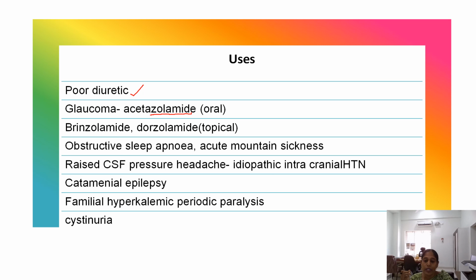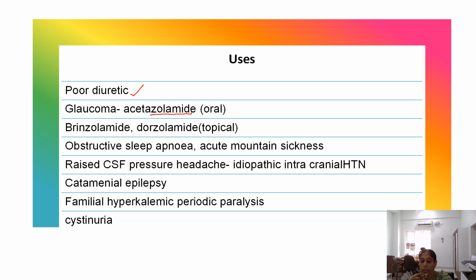And also in the treatment of catamenial epilepsy, by increasing the release of inhibitory neurotransmitters. You would have already learned about that in your CNS. In epilepsy, what are the drugs that are used? Either drugs that stimulate the inhibitory neurotransmitters, or drugs that suppress the excitatory neurotransmitters. Carbonic anhydrase inhibitors act by increasing the release of inhibitory neurotransmitters, and thereby are helpful in catamenial epilepsy. These drugs also produce hypokalemia.